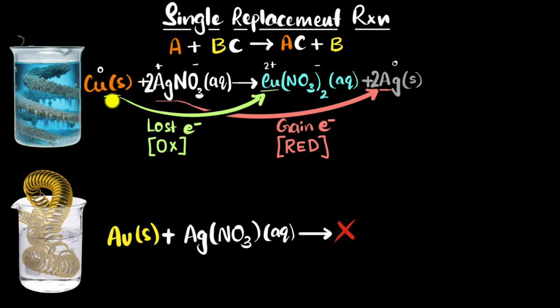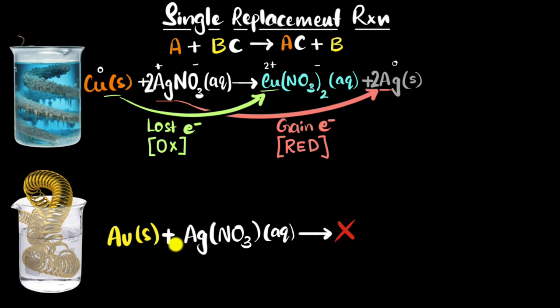Well, here's what's going on. See, all metals have tendencies to lose electrons, but that tendency is not the same. Copper, for example, is more active, meaning it has a higher tendency to lose electrons compared to silver. That's why copper ends up getting oxidized and silver is forced to gain electrons and get reduced. But when it comes to gold, turns out it's less active compared to silver. And therefore, its tendency to lose electrons is less compared to that of silver. Silver has a higher tendency to lose electrons, and that's why gold cannot oxidize.